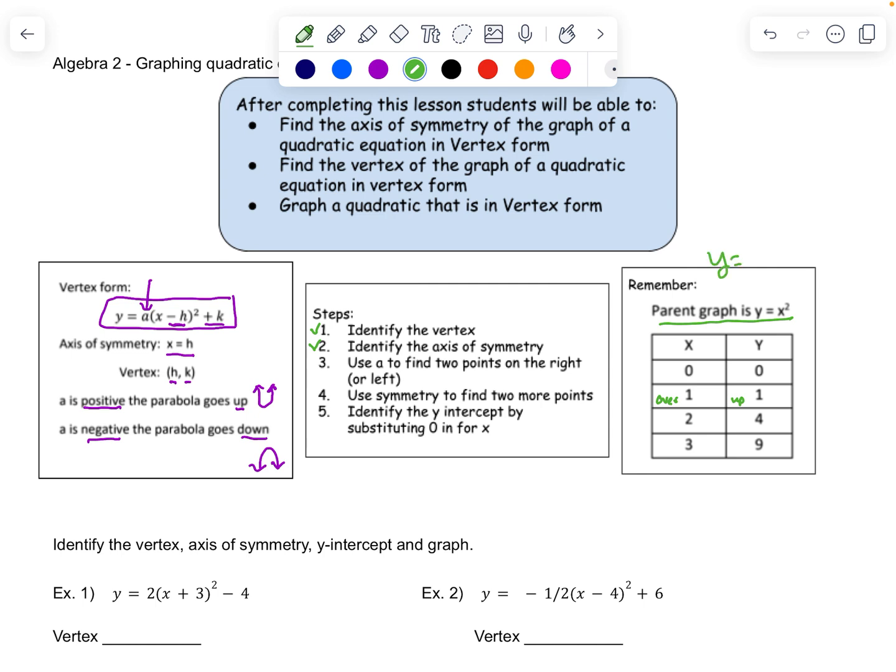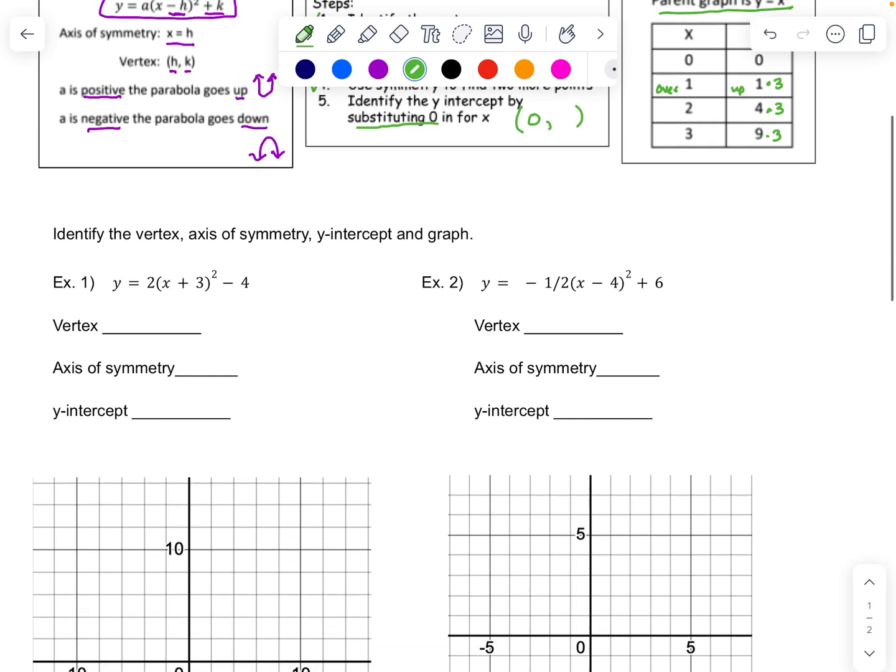But let's say we were looking at something that looked like this, 3x squared. Now instead of going up 1, we're going to go up 3. Instead of going up 4, we're going to go up 12. Instead of going up 9, we're going to go up 27. So we will jump a lot higher. So that's what we're going to use, our A value and our parent graph, to find some points on the right or the left. And then you're going to use symmetry to find the rest of the points. Identifying the y-intercept is a really good thing, and you just do that by substituting a 0 in for x. So you put 0 in and you find out what happens to y.